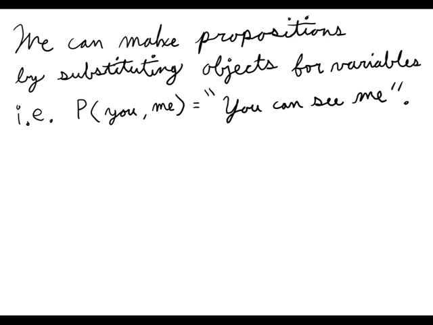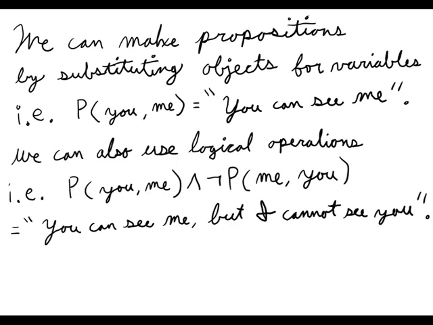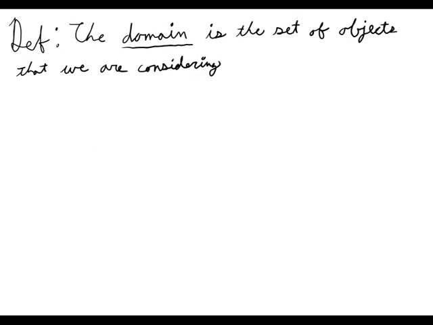We can also use logical operations. For example, P(you, me) and not P(me, you) means you can see me, but I cannot see you. The domain is the set of objects that we are considering.